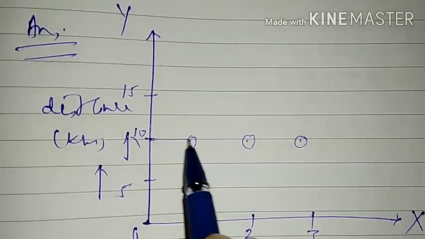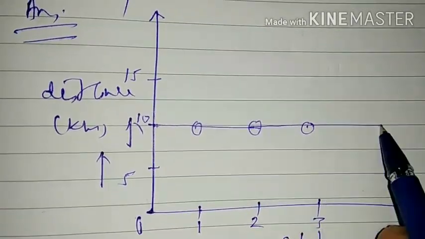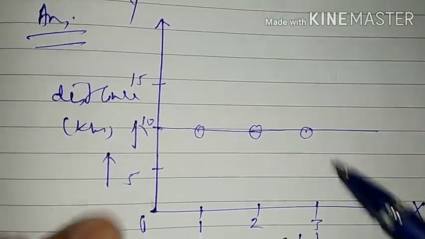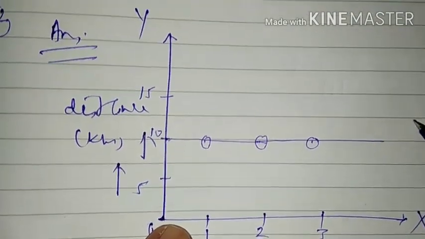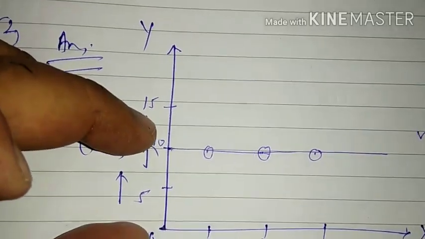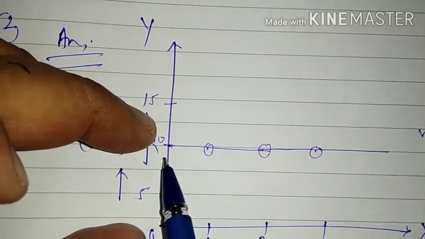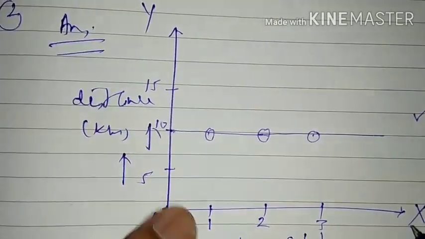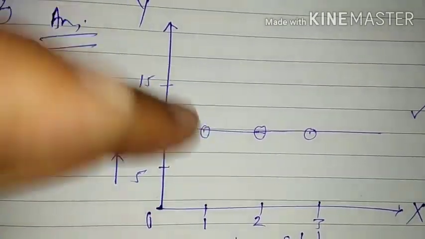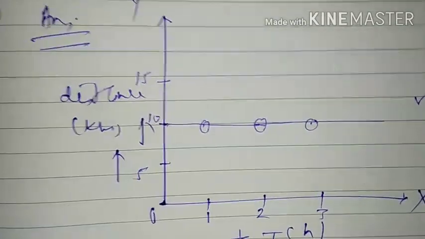If we join all these points, then what do we find? We find a distance-time graph which is parallel to the time axis. It indicates that the object does not change its position with respect to its immediate surrounding with respect to time. So this is the definition of rest.